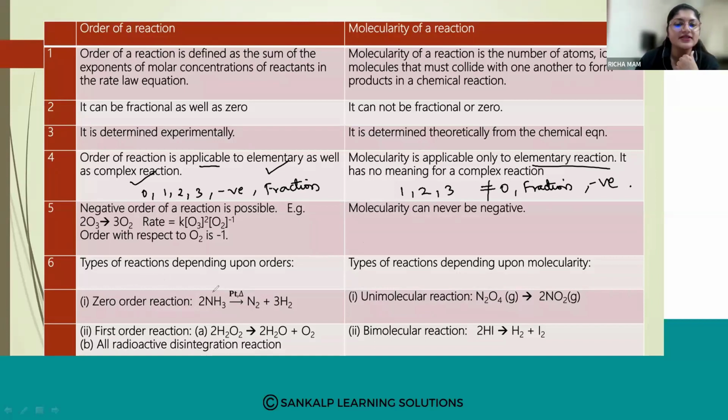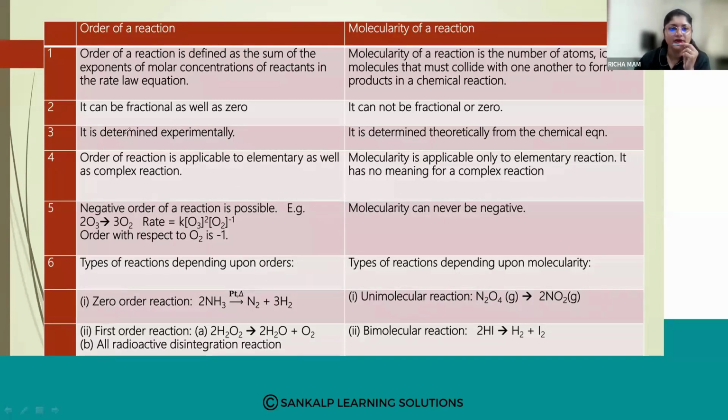Again, the types of reactions depending upon the order. Whenever the order of reaction is given, depending upon the type of reaction, the order can be given as zero order or first order. And all the radioactive elements undergo disintegration reaction. Then depending upon molecularity, it is given as unimolecular reaction and bimolecular reaction. So these are the types of reaction. Is it clear? Mark the differences as important. Please note these important points.